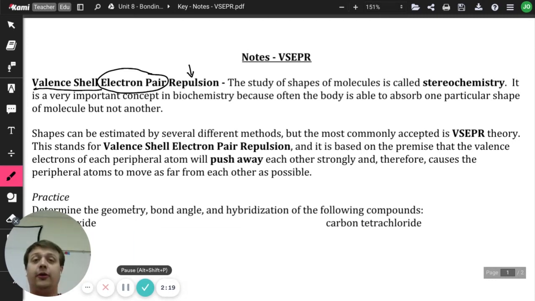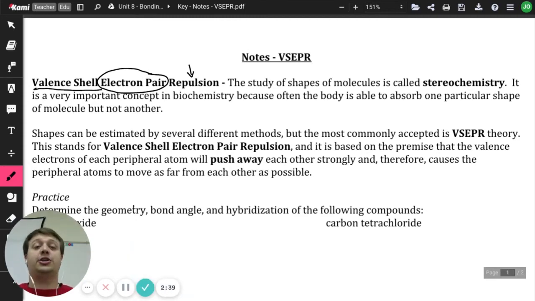Now, the VSEPR theory is going to be the most common way that people talk about the shapes of molecules, all right? And so that is what we are going to focus on learning about, looking at the most common way and determining what molecules' shapes should actually be.